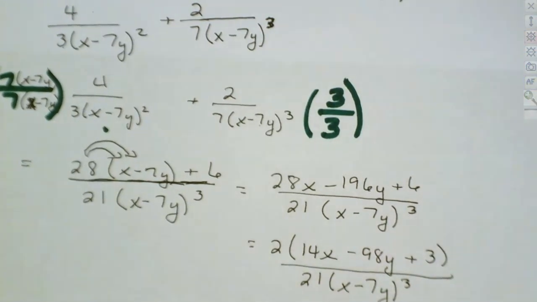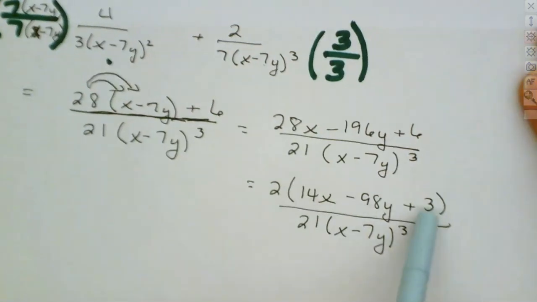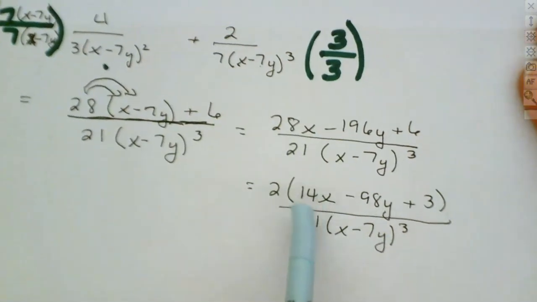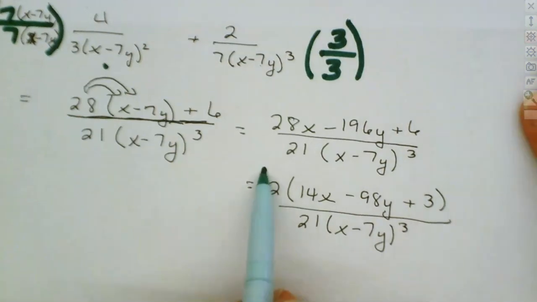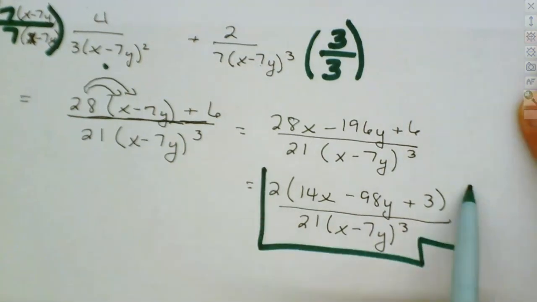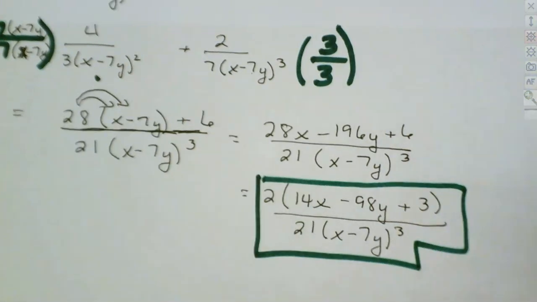How do I know I can stop? Can I factor any more out of this? No. Can anything be factored out here? No. Can anything cancel? Nope, because 2 and 21 have nothing in common. So this is the furthest that I can go. We broke it down as much as we possibly can.